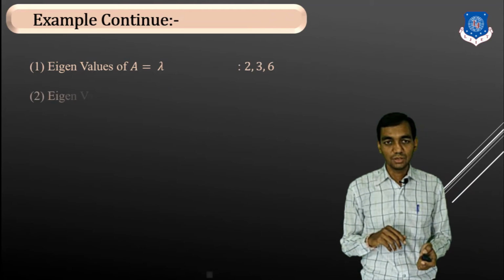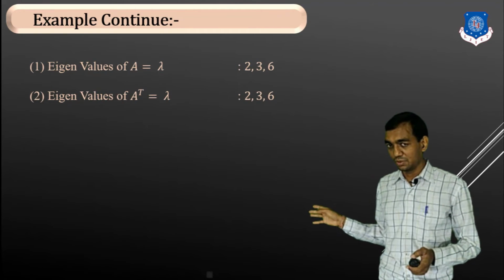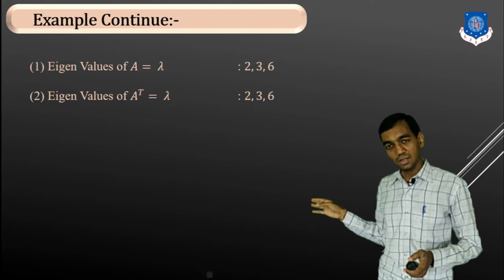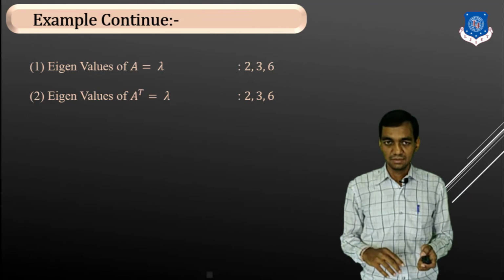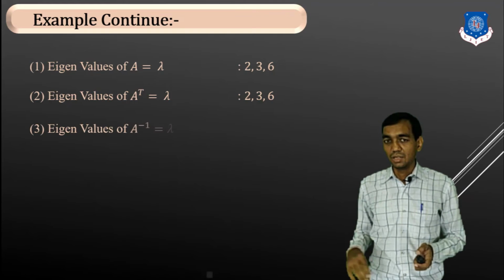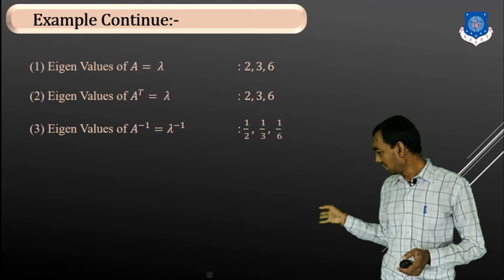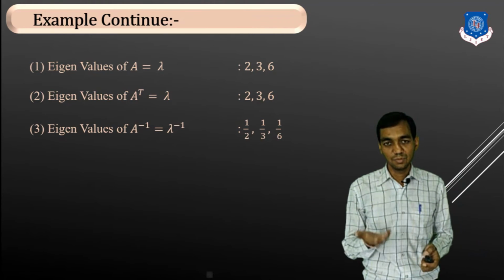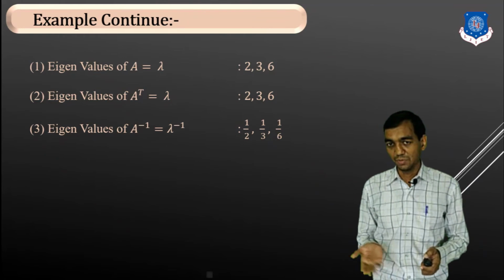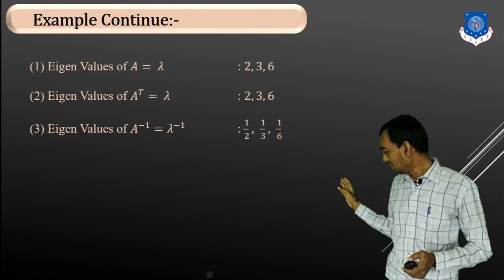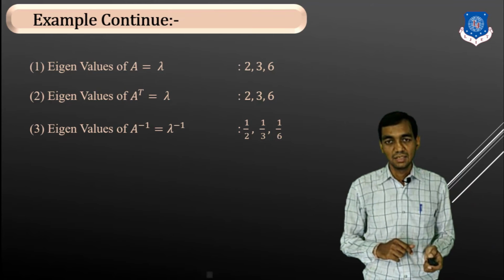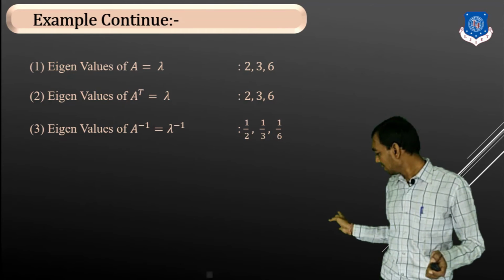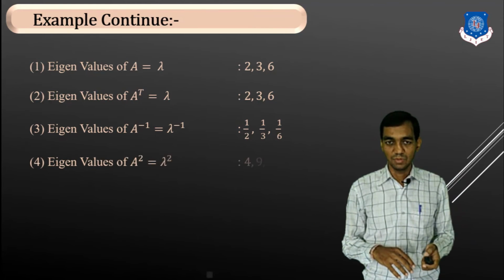So A has the eigenvalues 2, 3 and 6. If you find the eigenvalues of A transpose, they will be the same as A. That means they are also 2, 3 and 6. Now, if you find the eigenvalues of A inverse, they are nothing but lambda inverse, that means 1 upon lambda. So that will give you the eigenvalues 1 upon 2, 1 upon 3 and 1 upon 6. That means A inverse has the eigenvalues 1 by 2, 1 by 3 and 1 by 6.